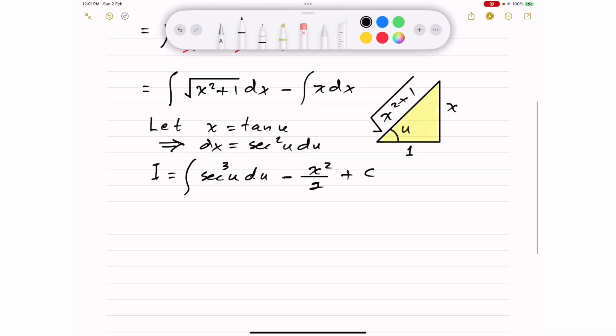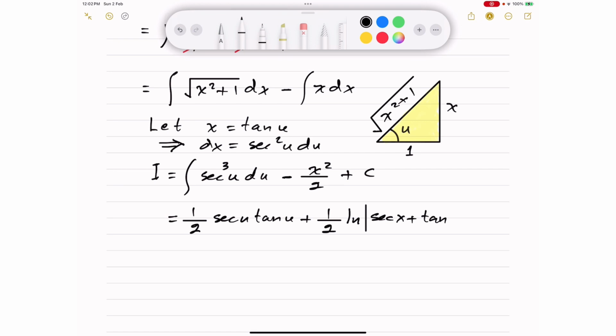Now, for the first integral, it's pretty much a famous integral, which is basically equal to half. I'm going to show you how we got this, but let me write it first. So it's going to be half secant of u tangent of u plus half again the natural logarithm of the absolute value of secant of u plus tangent of u, and then we close the absolute value, minus x squared divided by 2 plus the integration constant c.